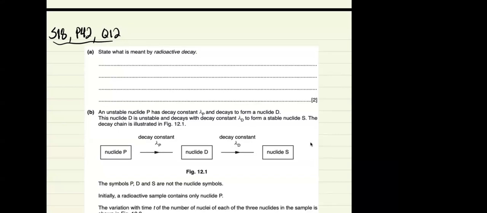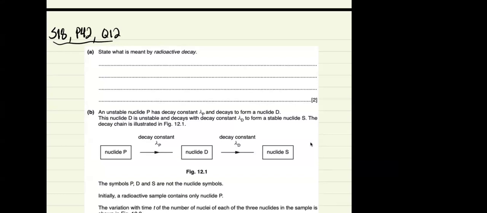An unstable nuclide P has decay constant lambda P and decays to form a nuclide D. The nuclide D is unstable and decays with decay constant lambda D to form a stable nuclide S. The decay chain is illustrated in 12.1. Symbols P, D, and S are not the nuclide symbols. Initially, a radioactive sample contains only nuclide P. The variation with time of the number of nuclei of each of the three nuclides in the sample is shown in 12.2.